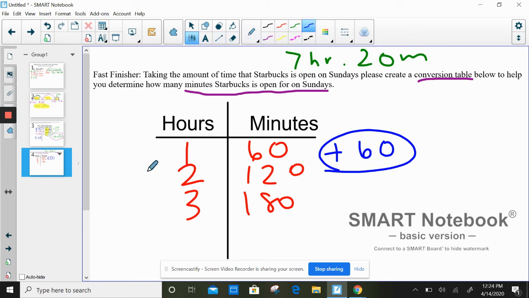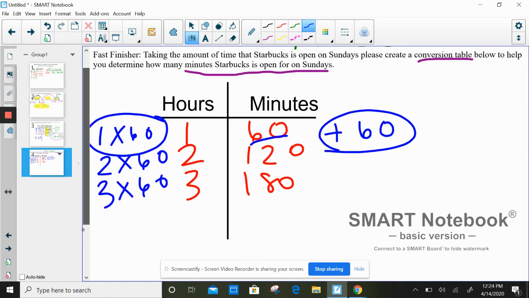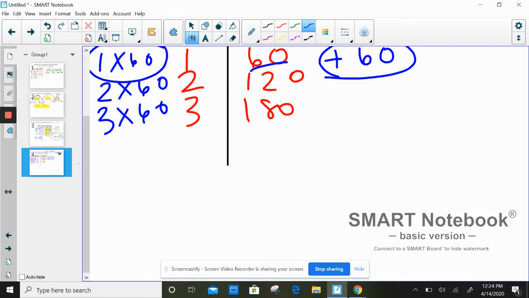You could think about it as 1 times 60, or you could think about it as take this number and add 60 each time. So you could think about it as 2 times 60, and really you could think about it as 2 times 6, which is 12, and then you have an extra quantity there, right? 3 times 60, and all the way down, okay? And so you're going to keep doing that.